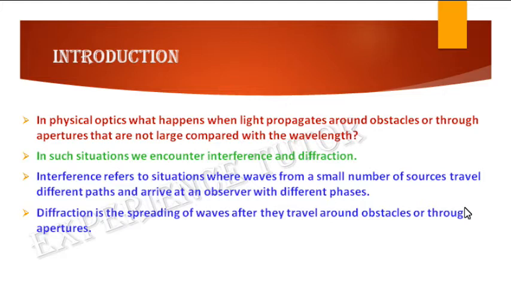Now diffraction. Diffraction is the spreading of waves after they travel around obstacles or through apertures. So this is the main difference between interference and diffraction. Huygens construction, I have already explained in the previous video. Those who have not gone through it, please go through wave theory of light part 1. According to Huygens construction, every point on the wavefront is a source of wavelets. The superposition of light from all these point sources must account for the phase difference due to the different paths traveled. Thus, instead of a small number of sources as in interference, in diffraction we have superposition of waves coming from an infinite number of sources.